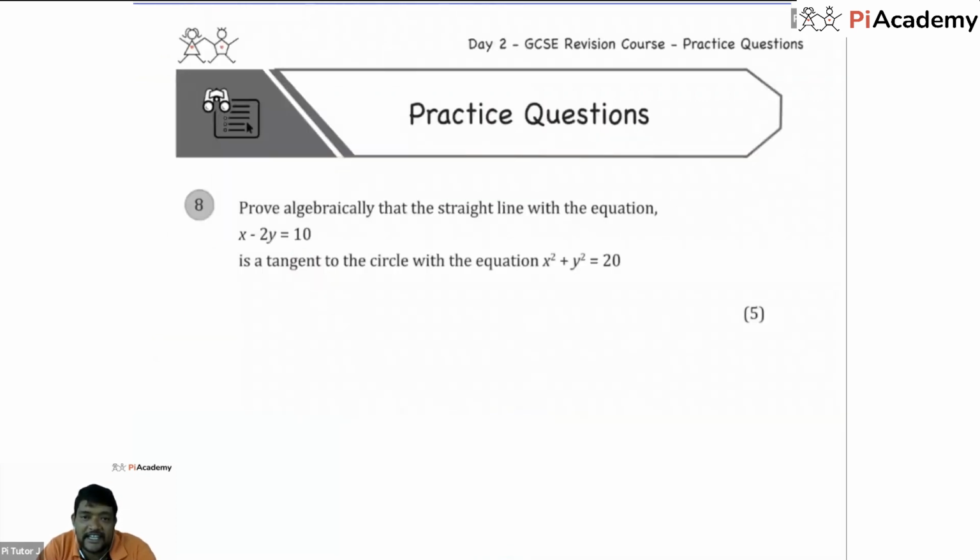Here you go. Prove algebraically that the straight line with the equation x minus 2y is equal to 10 is a tangent to the circle with equation x squared plus y squared is equal to 20. Can you do that? How do you do that?